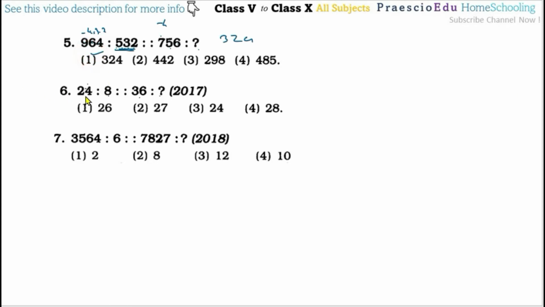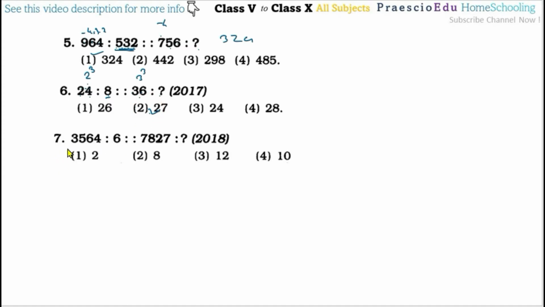So question number 6: 24, 8, 36, and question mark. So 24 means 2 and 4, these are the two digits. Their difference, 4 minus 2, is 2, and the cube of 2 is 8. Likewise 6 minus 3 means the digit difference. So 6 minus 3 is 3, and the cube of 3 is 27. So that's why option number 2 is the correct one.